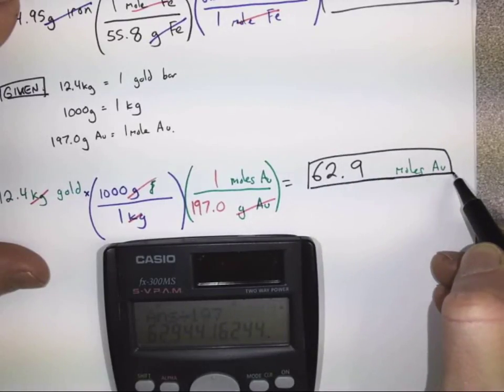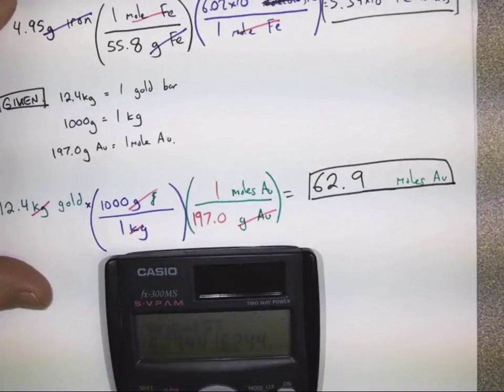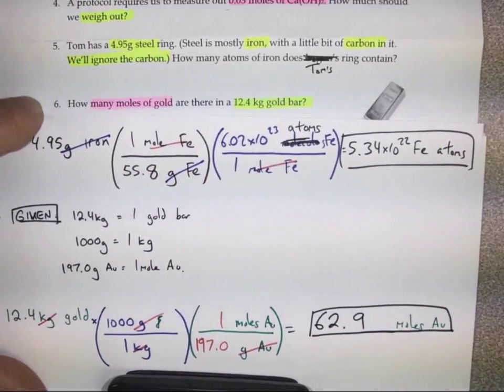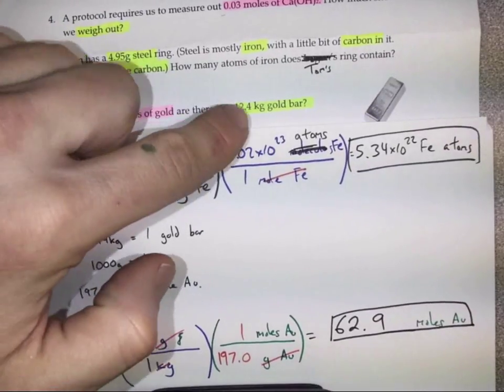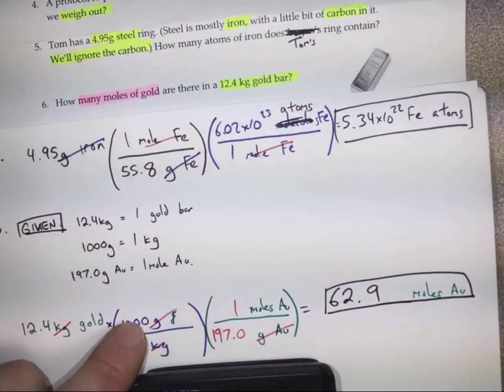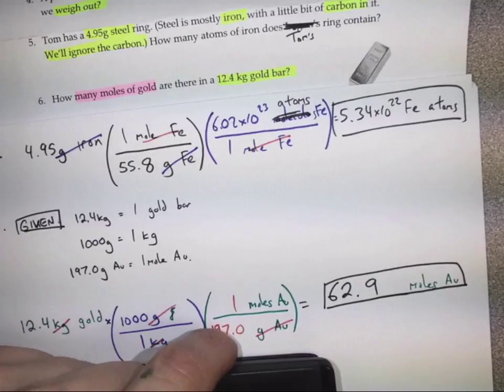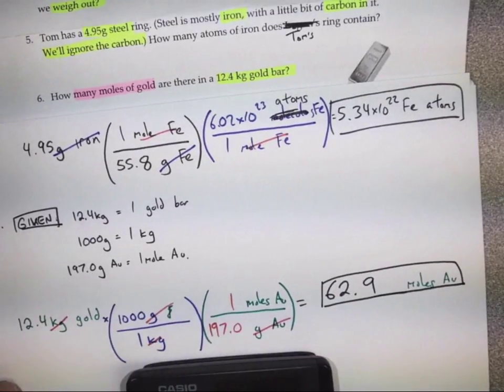62.9. Oh wait, do I have the right number of sig figs? I just wrote down 3 out of habit, because 3 is sort of a good rule of thumb for practice problems. Oh yeah, 3 here, infinity here, 4 sig figs here. So 3 was the right number of sig figs to round to.